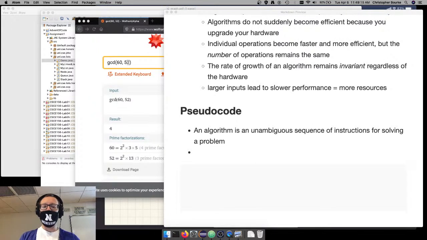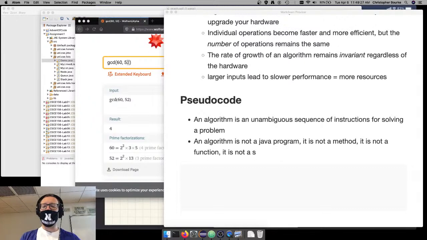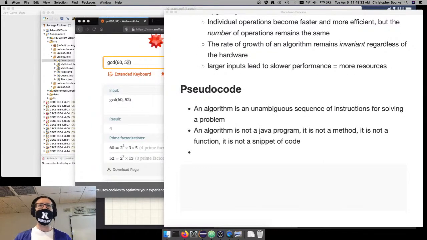An algorithm is not a Java program. It is not a method. It is not a function. It is not a snippet of code. All of those things mean that we are in the computing world. Go back 2,300 years ago to Euclid. Euclid wouldn't know what Java is, that's a place over in another country. What's a method? What's a function? What's a snippet of code? He wouldn't know any of that stuff. All of that is our modern notions. What we need is a good way of describing an algorithm.